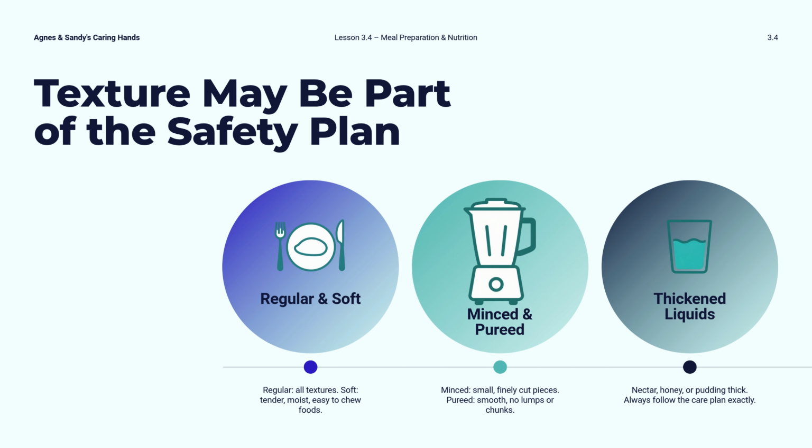Some clients may require food or liquids to be modified because of chewing or swallowing difficulties. The required texture should be clearly identified in the care plan or dietary instructions. Do not guess. Do not independently change food consistency. Preparing a food incorrectly for someone with swallowing problems can create a serious choking or aspiration risk.